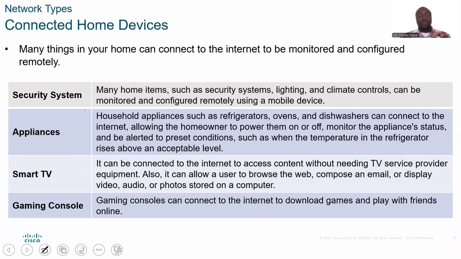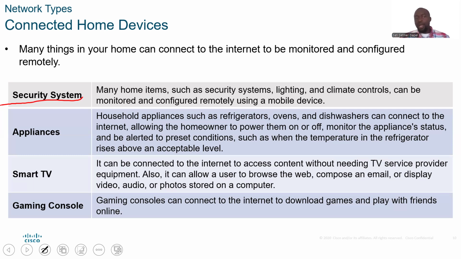Let's look at connected home devices. Many things in your home can connect to the internet to be monitored and configured remotely. One is your security system. Many home items such as security systems, lighting, and climate controls can be monitored and configured remotely using mobile devices. That is where the idea of what we call the smart home comes into play, or what they call the Internet of Things, IoT, where everything in your house or everything around you is connected to the network, okay?